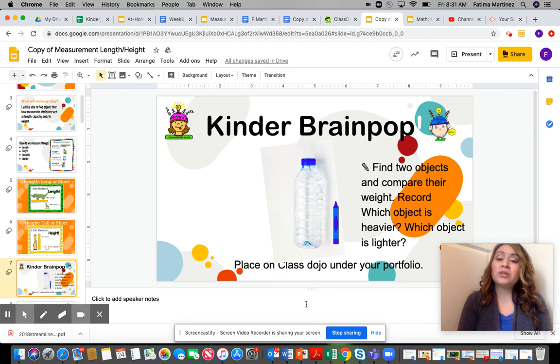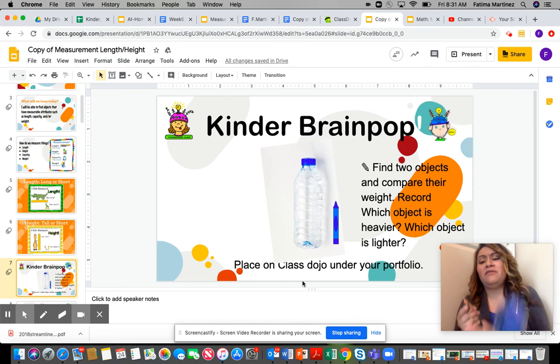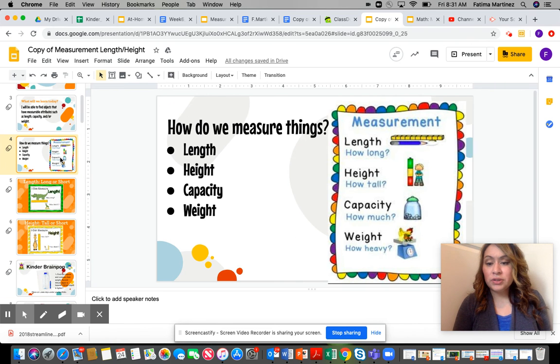So you're going to make a picture, or you can send a picture of two objects, and you're going to tell me which one is heavier and which one is lighter. So the example that I gave you is a water bottle and a crayon. So which one is heavier and which one is lighter? And remember, let me show you our anchor chart so you can remember. The weight is how heavy, oh my goodness, how heavy something is. Is it really heavy or is it really light? Okay, so I want you to tell me how heavy.